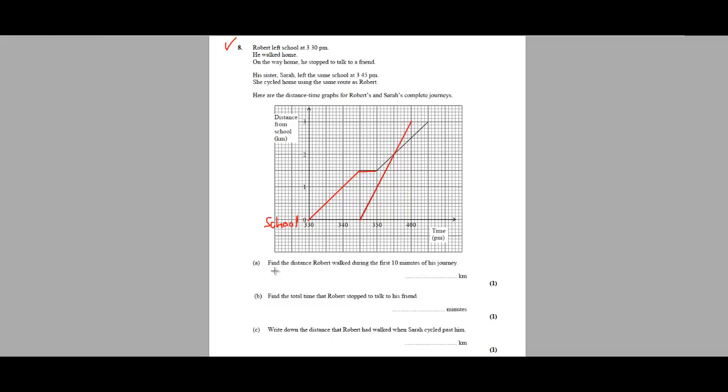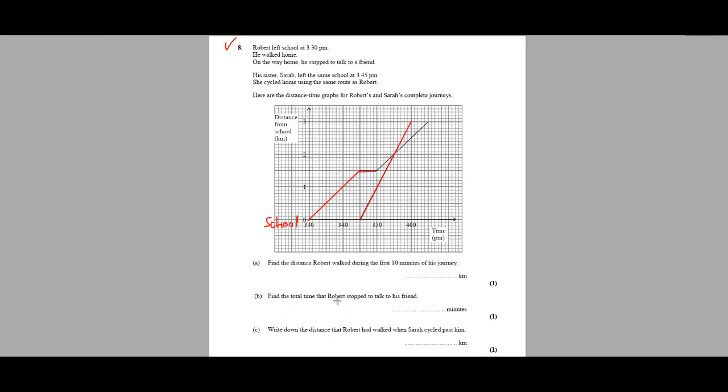We have to find the distance Robert walked during the first 10 minutes of his journey. So 3:30 to 3:40. How much distance has Robert covered during the first 10 minutes? Would you tell me? From 3:30 to 3:40, in a 10 minute journey, he has covered just 1 kilometer from school.